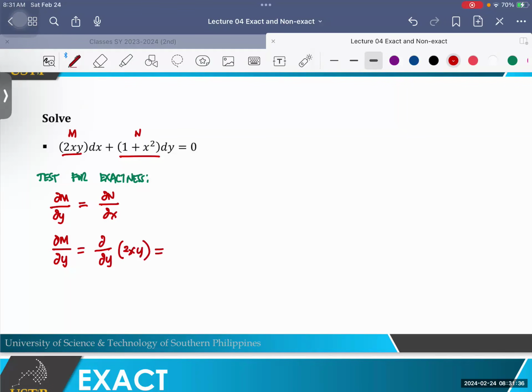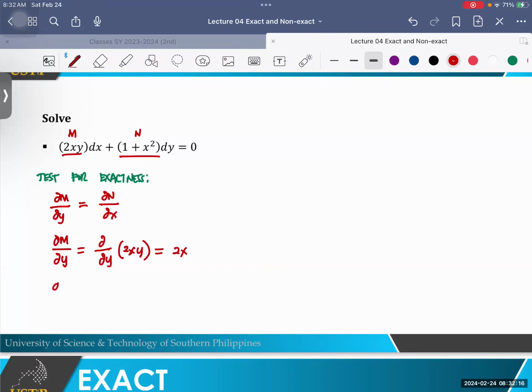Okay, what do we do here, class? If we partially differentiate a certain function with respect to a certain variable, the other variables existing in that function will be considered as constant. So meaning, class, this x here is a constant. Okay, we consider x as a constant. Meaning, if we differentiate 2xy with respect to y, and x is a constant, then x is just like a number, so it is just like 2. So that means if we partially differentiate 2xy with respect to y, the answer would be 2x.